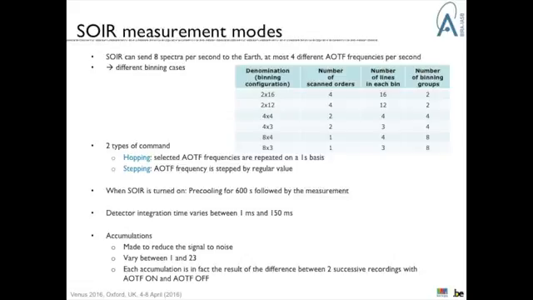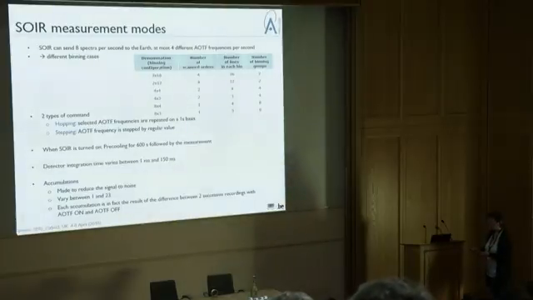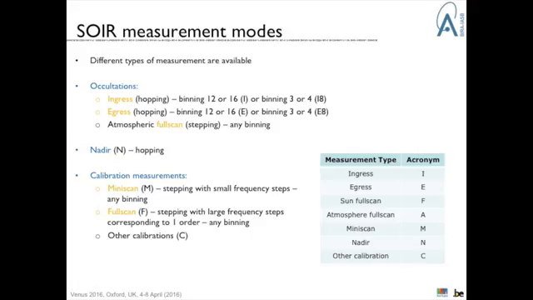The other observation that we can do is what we call stepping. It means you give the first frequency and you step through the frequencies. This, I will explain, allows us to make calibration. And then, of course, we can vary the integration time to optimize the observations, and we do a lot of accumulations to increase the signal-to-noise ratio.